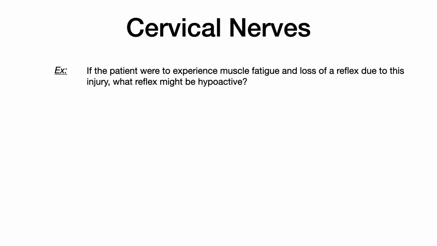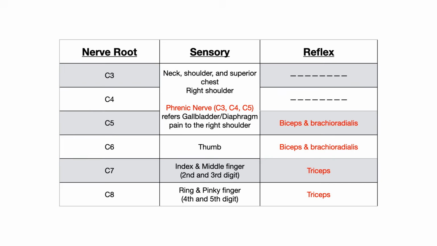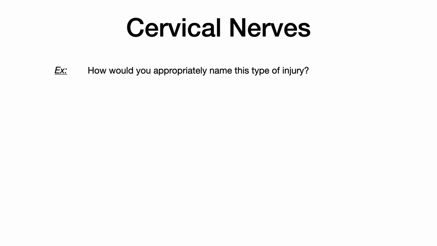If the patient were to experience muscle fatigue and loss of a reflex due to this injury, what reflex might be hypoactive? Well, we know it's C7, so let's go back to our chart. The reflex that may be hypoactive is going to be the triceps reflex. All right? Lastly, how would you appropriately name this type of injury? This is a left-sided C7 radiculopathy.